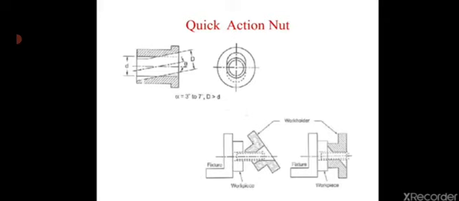Next one is quick action nut. It is used when it is necessary to remove the nut to unload the workpiece. The nut is an effective time-saving device with interrupted thread. The nut is about 2 to 3 times the thread diameter in length and has a hole slightly larger than the outside diameter of the thread.